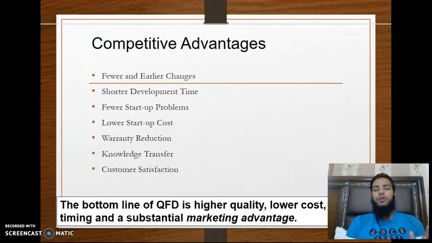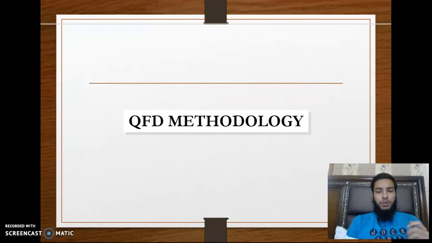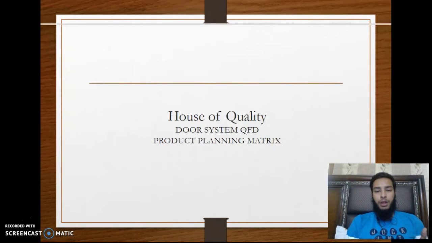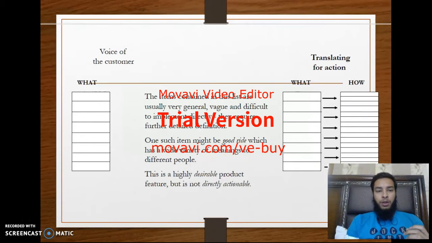So the bottom line of QFD is higher quality, lower cost, shorter timing, and a substantial marketing advantage that can be your competitive advantage. So the methodology of QFD is that we use a house of quality system, and an example used here is for the system QFD product planning matrix.